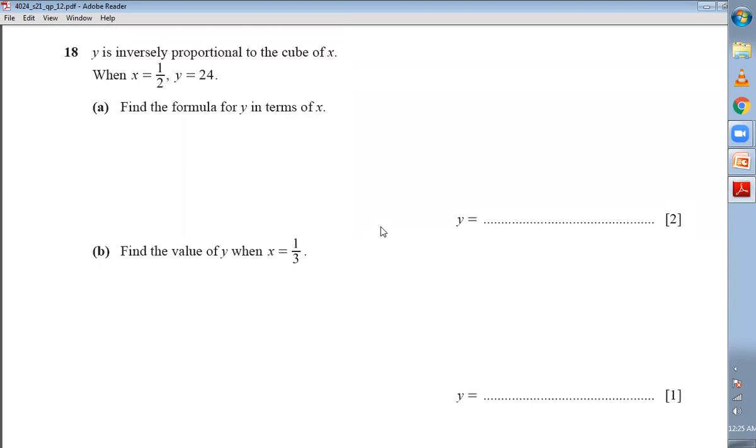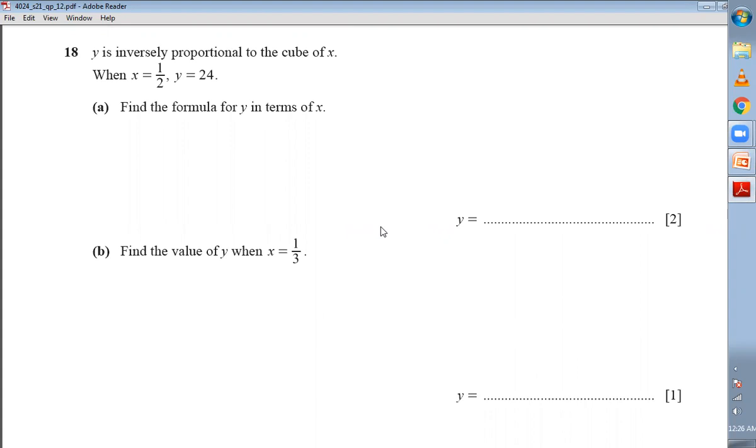The next question coming up, question number 18. It says, y is inversely proportional to the cube of x. So y is proportional to 1 by x cube. So y is equal to k by x cube. He says when x is 1 by 2, the y is 24.